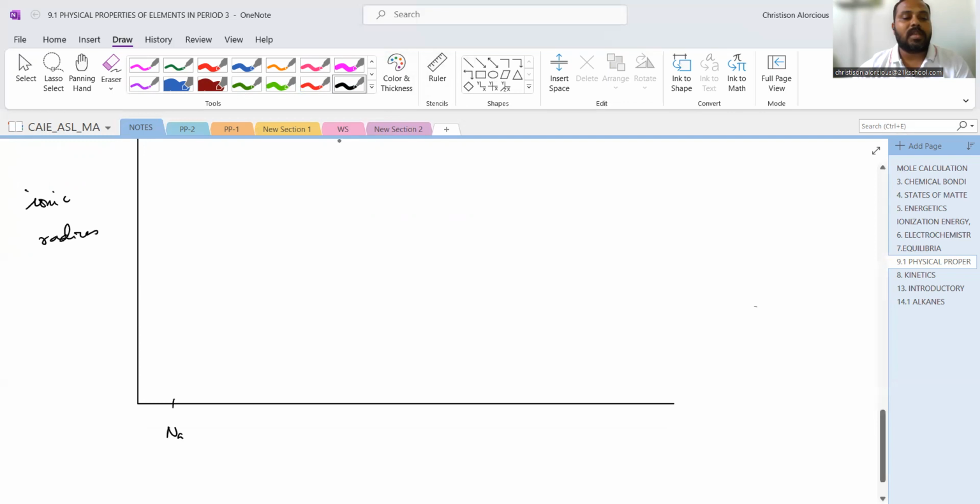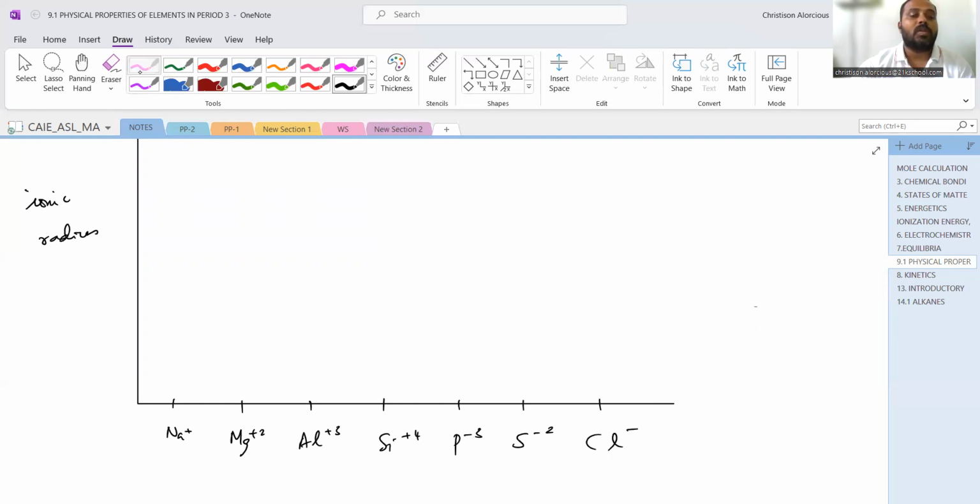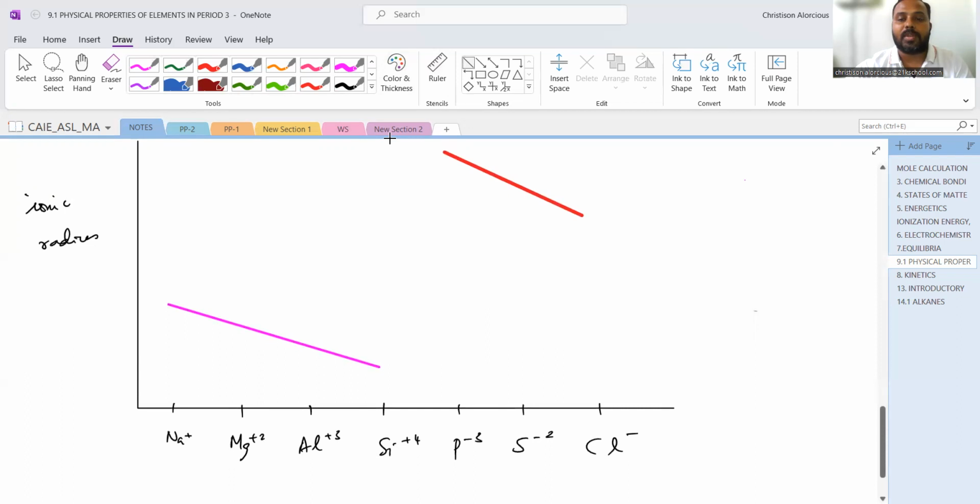So if I look at the ionic radius, let's say that is sodium, say that is magnesium, aluminum, silicon. Again, I'm not saying that this is the exact graph. It is more of a trend line that we are trying to draw. You find that the size of the cations keeps decreasing as you go across the period. And the size of the anions also decreases as you go across the period.